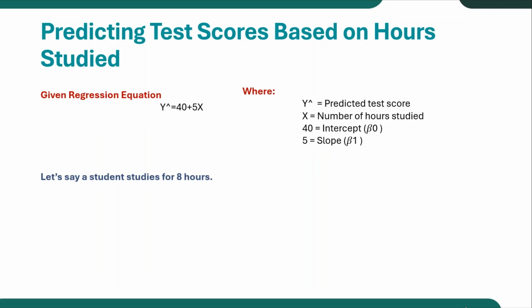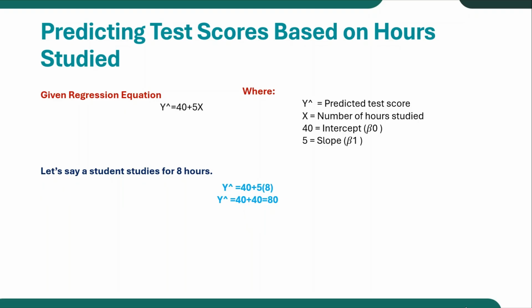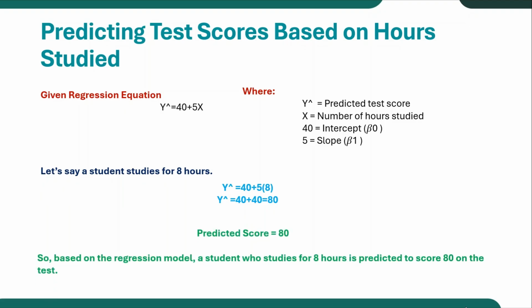Let's say a student studies for 8 hours. We plug 8 into the equation. Y hat equals 40 plus 5 multiplied by 8. Y hat equals 40 plus 40, which is equal to 80. So the predicted test score is 80. Based on this model, we can say that a student who studies for 8 hours is predicted to score 80 on the test. This kind of prediction helps us understand the influence of study time on performance, a perfect example of how linear regression is applied.